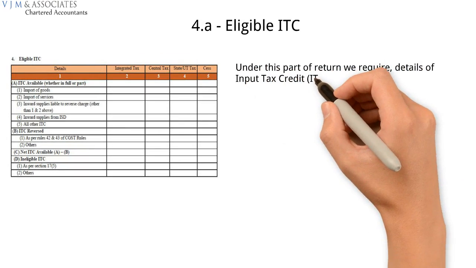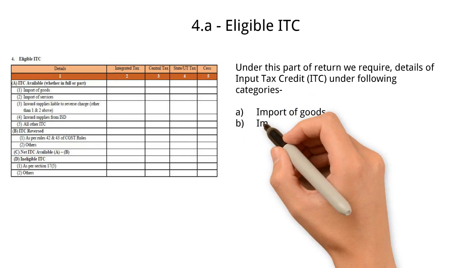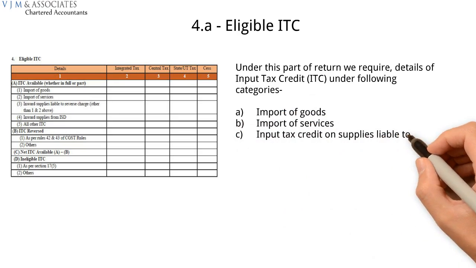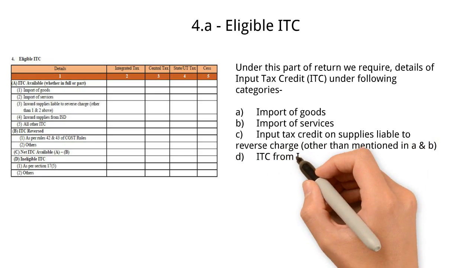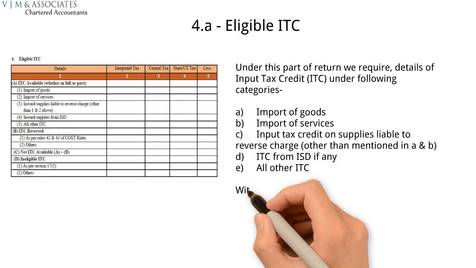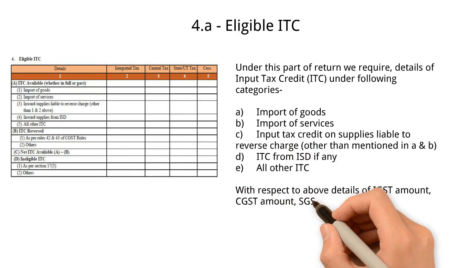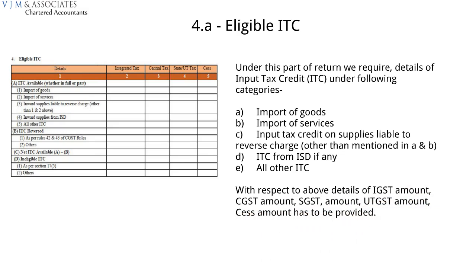Under this part of return we require details of input tax credit under following categories: import of goods, import of services, input tax credit on supplies liable to reverse charge, ITC from ISD if any, all other ITC. With respect to above details of IGST, CGST, SGST, UTGST and cess amount has to be provided.